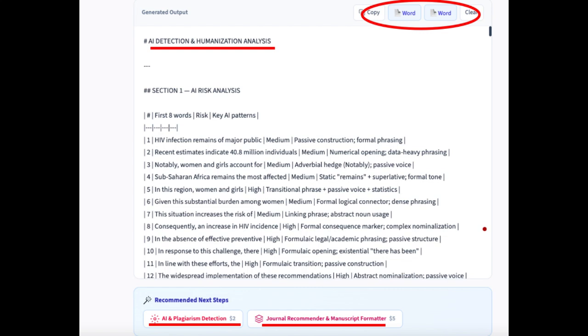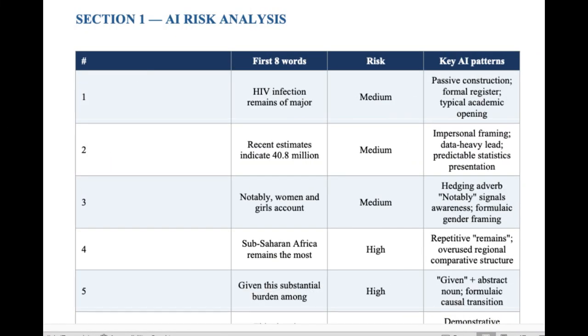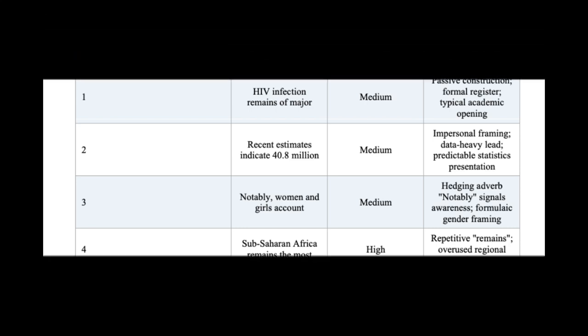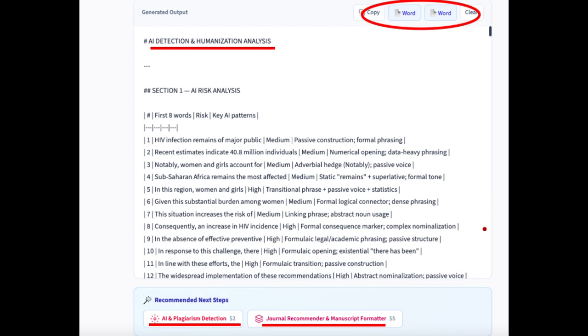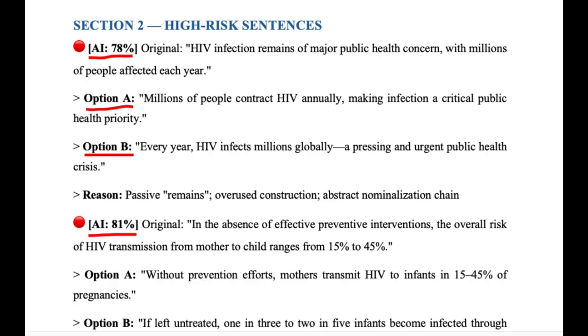The output starts with Section 1, the AI Risk Analysis table. Every paragraph in your document is scored for AI detection risk, with the first 8 words shown and the key AI patterns identified. You can immediately see which sections of your writing are most likely to be flagged. Download the Word document for a beautifully formatted version. The AI risk table is clean and professional, perfect for understanding your document's AI exposure at a glance.